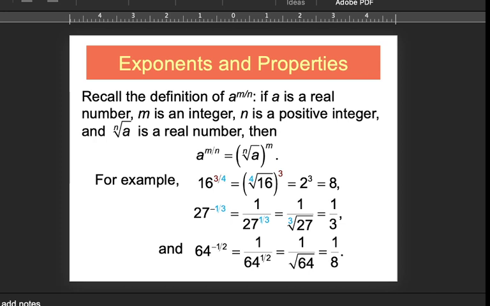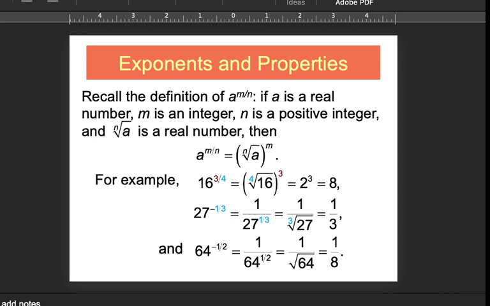Recall the definition of a raised to the power of m divided by n. The denominator of this fractional exponent becomes the root, and the numerator becomes what we're raising this entire base to. As an example, 16 raised to the power of 3/4 is really the same thing as the cubing of the quartic root of 16. I know, it's a lot of stuff.